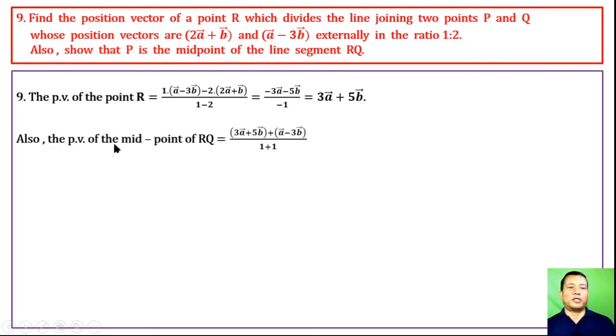Also the position vector of the midpoint of RQ is the R position vector plus Q position vector by 1 plus 1. Simplified, we get twice a plus b, which is the position vector of the point P. Thus P is the midpoint of RQ.